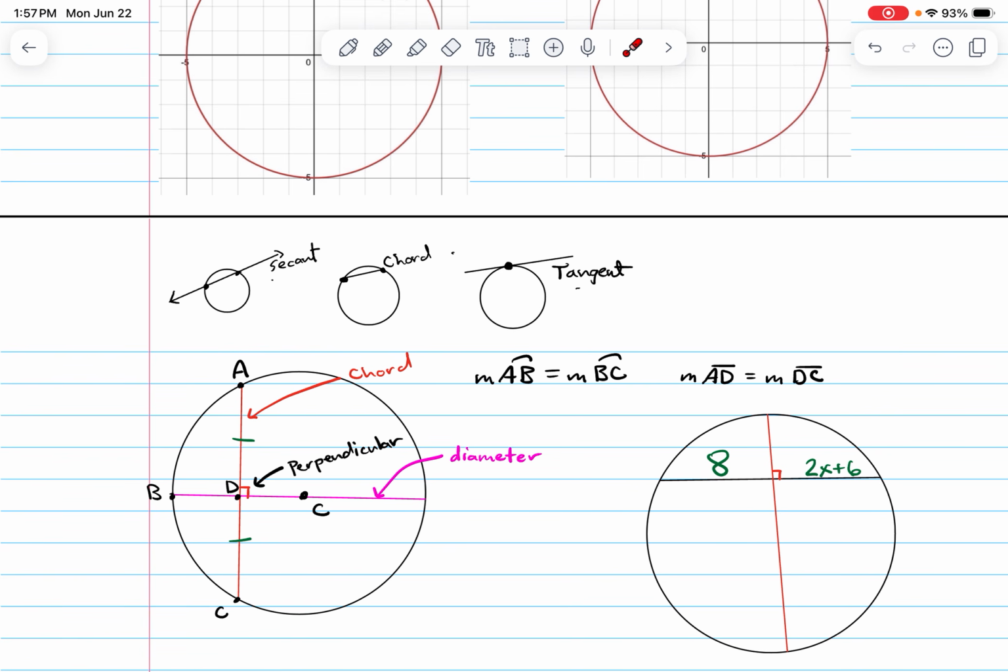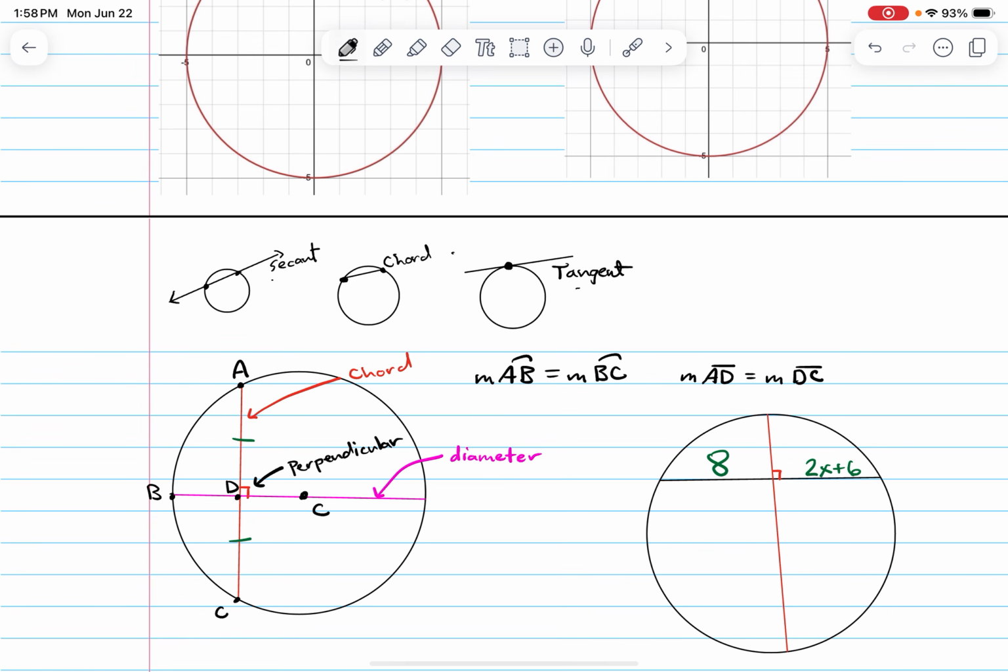So you notice here, and not just that, notice that this AD is equal to DC. Plus, also remember that the measure of this arc is equal to the measure of this arc. So AB and BC, they're equal.